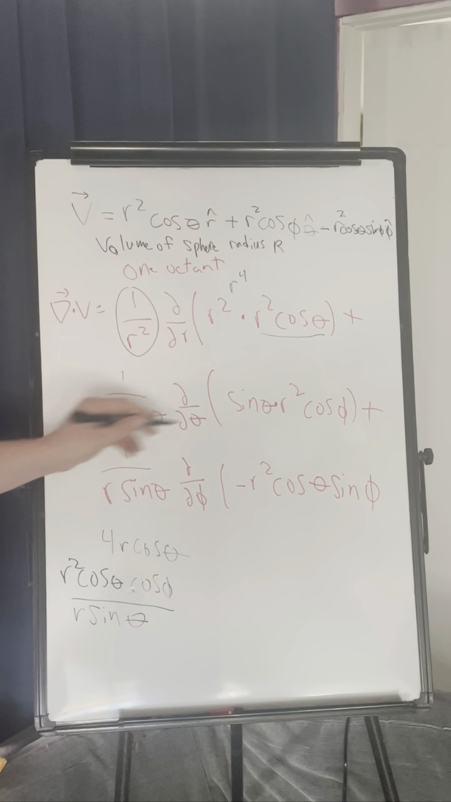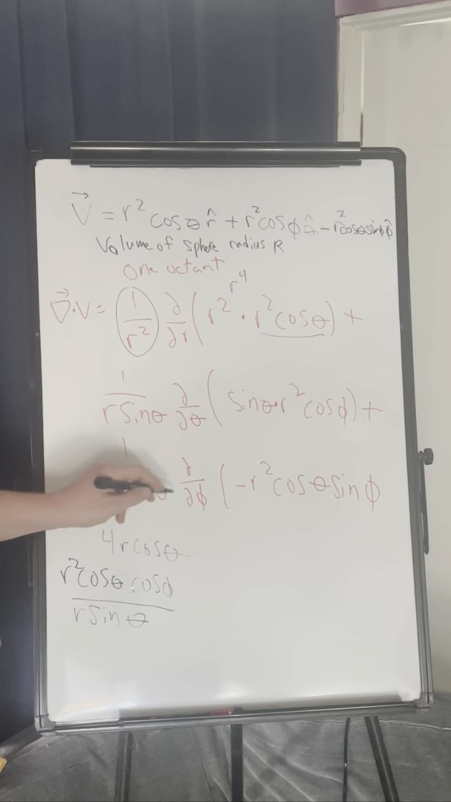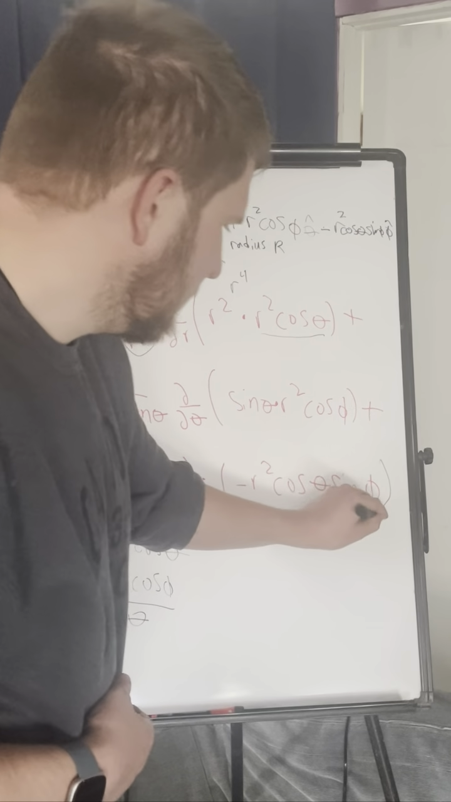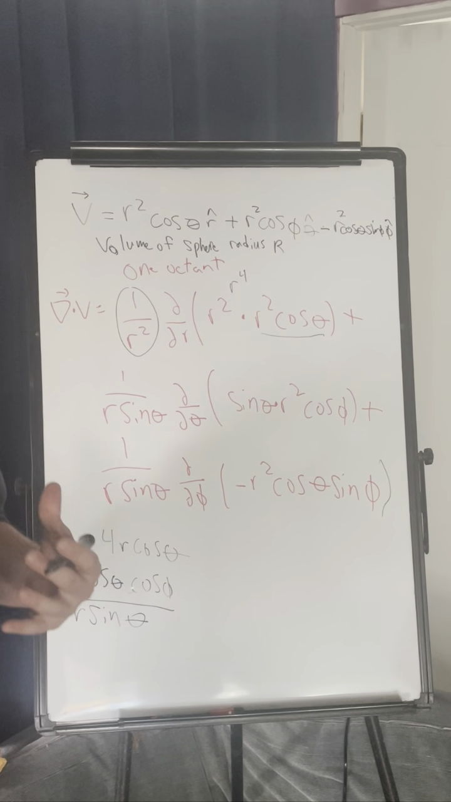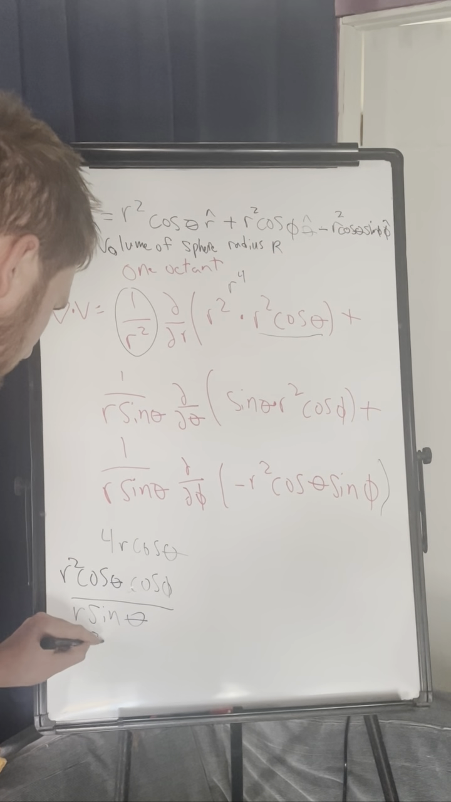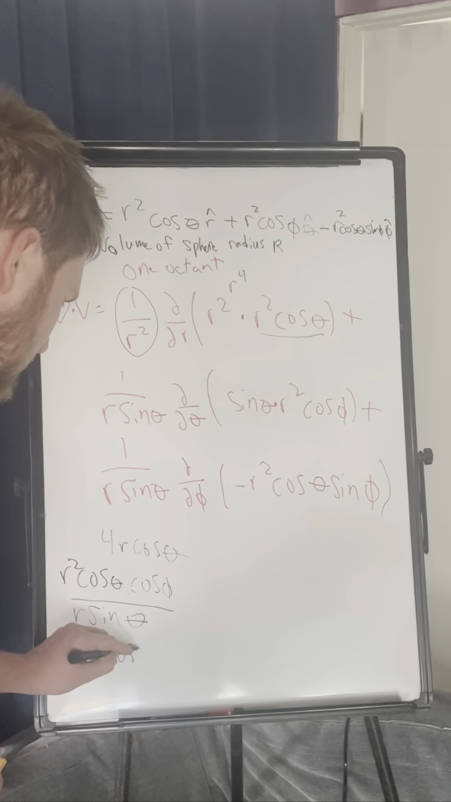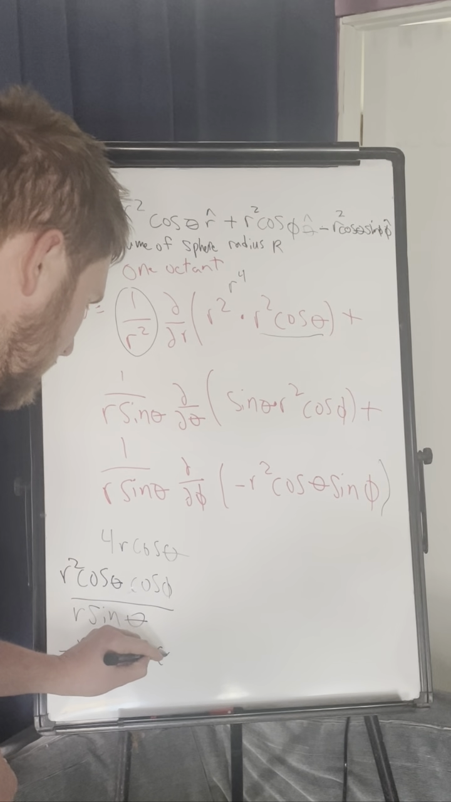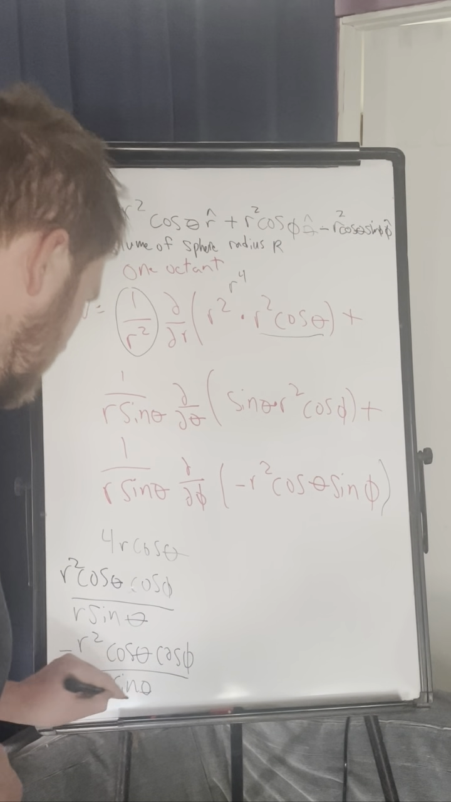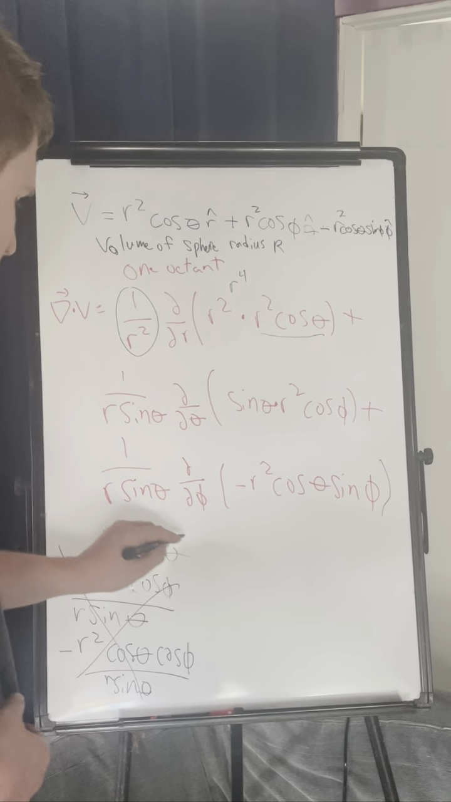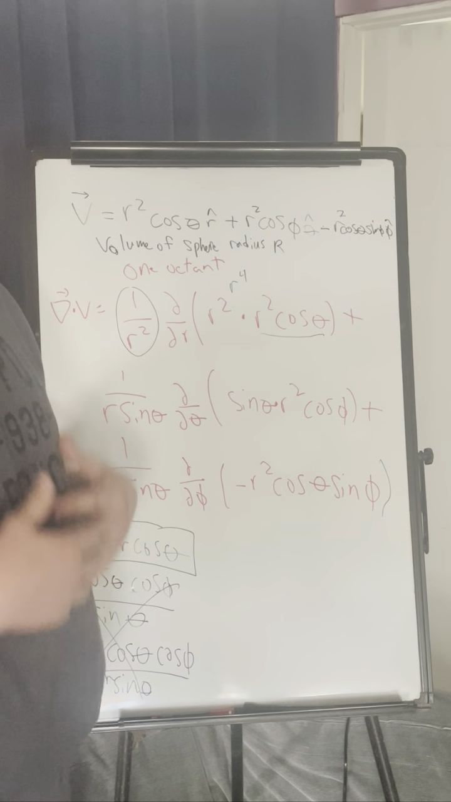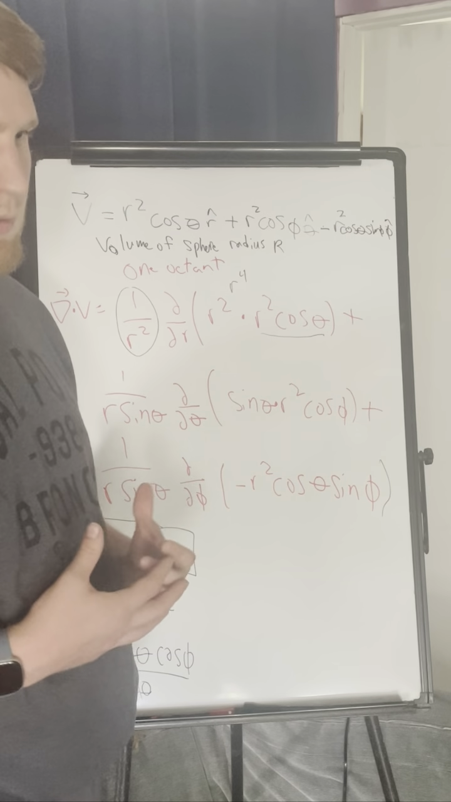And now for this one, plus 1 over r sine theta partial by partial phi of minus r squared cosine theta sine phi. I should have a bracket right there. And here it's essentially the same thing, minus r squared cosine theta cosine phi over r sine theta. These cancel, and we're just left with 4r cosine theta. So now the next step is to just integrate this over the volume.